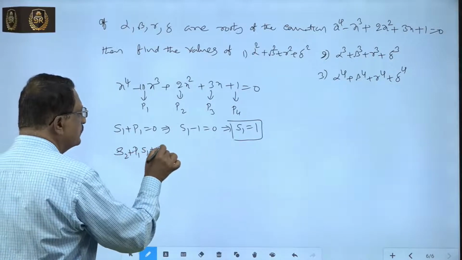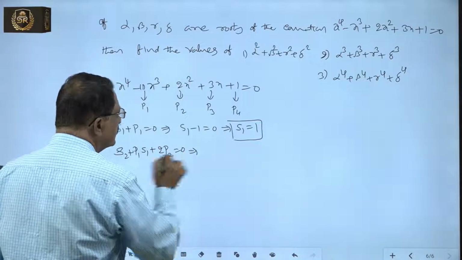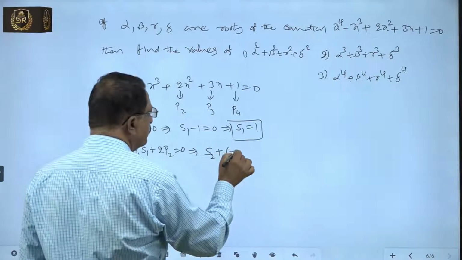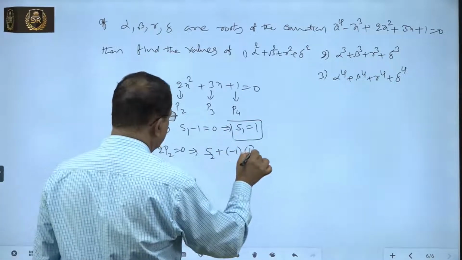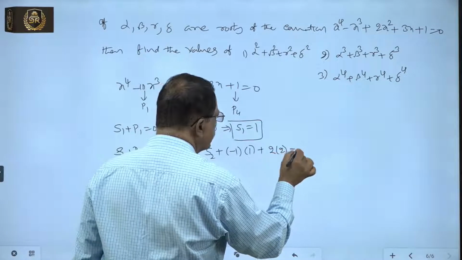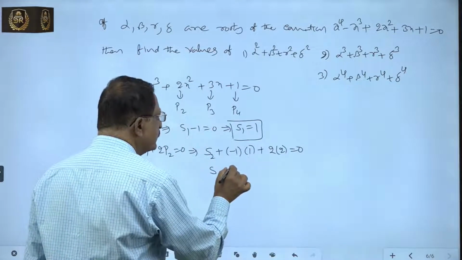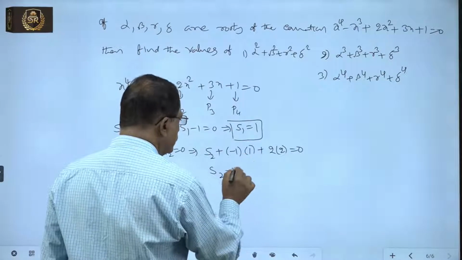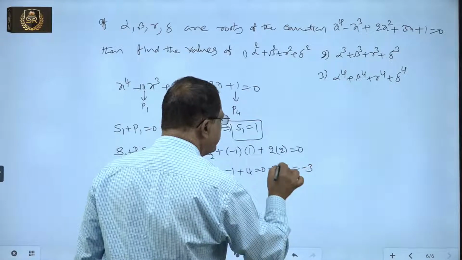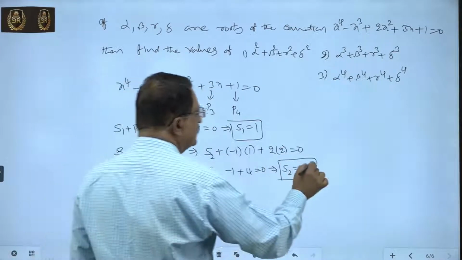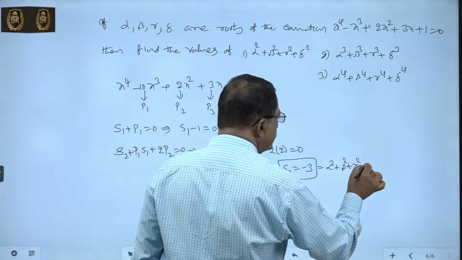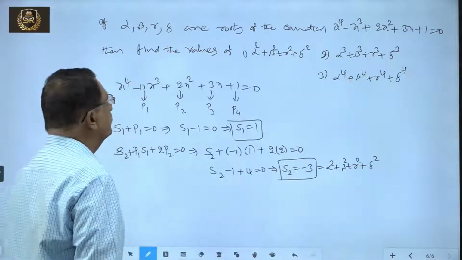Next, S2 plus P1 S1 plus 2P2 equals 0. Now, S2 plus here P1 equals minus 1, S1 is 1, plus 2P2, 2 into P2 is 2, equals 0. Now, S2 minus 1 plus 4 equals 0, which implies S2 equals minus 3. S2 is nothing but alpha square plus beta square plus gamma square plus delta square equals minus 3.